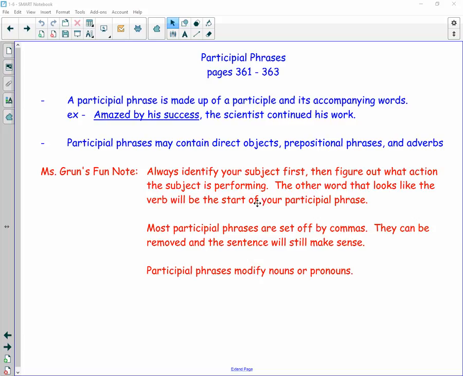Most participial phrases are set off by commas. They can be removed and the sentence will still make sense. Participial phrases modify nouns or pronouns.